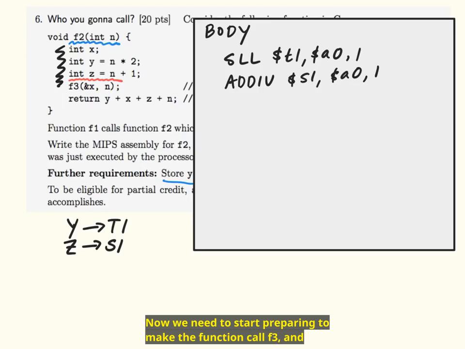Now we need to start preparing to make the function call f3. And there's going to be 2 things we have to do. The first is we need to save any caller saved registers on the stack. And then the second thing we have to do is to give f3 its arguments. And since there's only 2 arguments, that means putting the address of x into register A0 and putting the value of n into register A1.